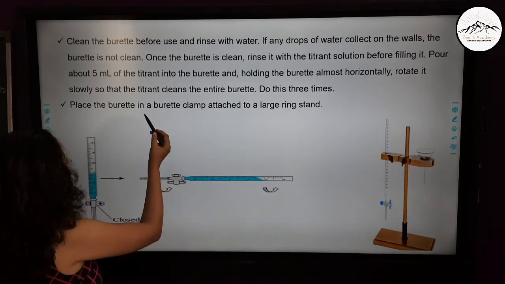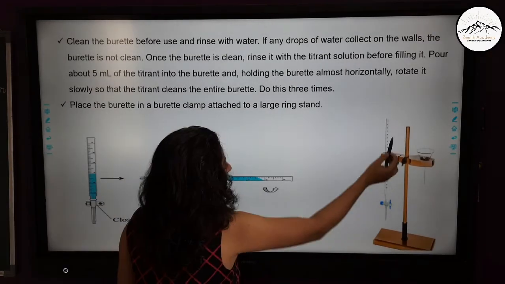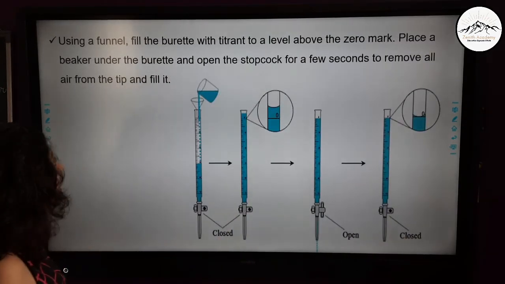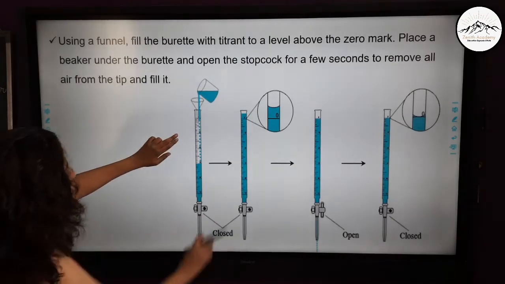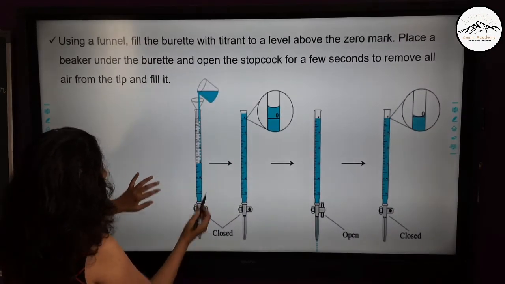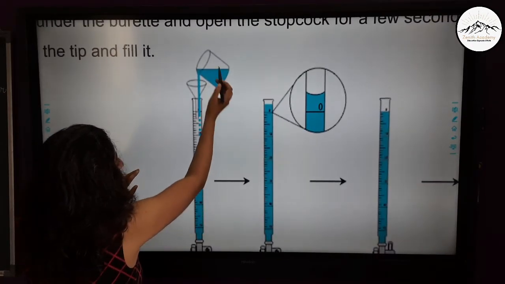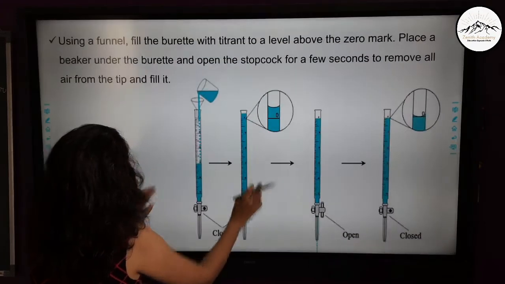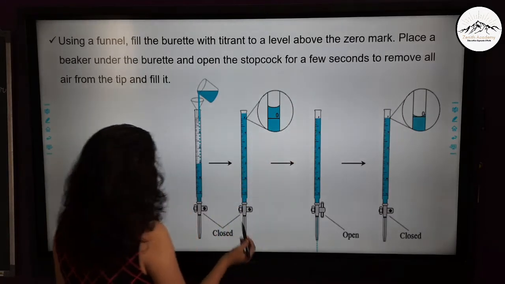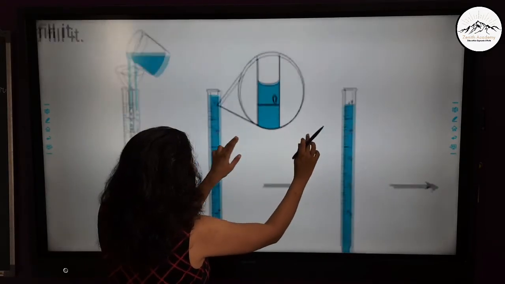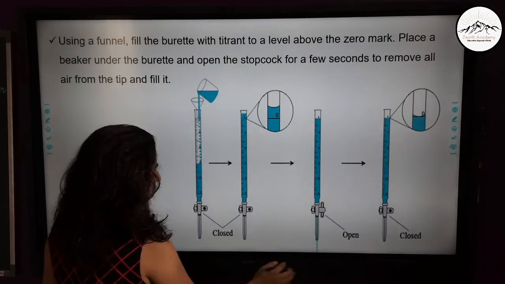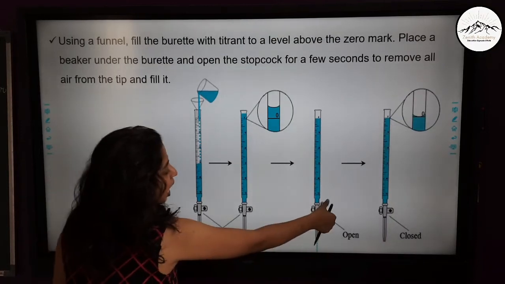That stand is known as a burette clamp and is attached to a large ring stand. Now, using the funnel, you can see here very carefully that this tap is right now closed and I've kept a funnel at the top and am adding the titrant. So using a funnel, fill the burette with the titrant to a level above the 0 mark. You can see here, this is the 0 mark and we are filling it above the 0 mark.